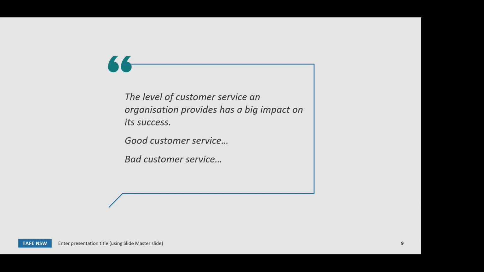So the level of customer service an organization provides has a big impact on its success. Good customer service is going to lead to a more successful organization, more loyal customers who will talk about your company. However, bad customer service can do the opposite, where you're going to lose customers, you're going to lose loyalty, and the word of mouth is going to be bad. And so new people aren't going to come to your organization. So high quality customer service is really important.